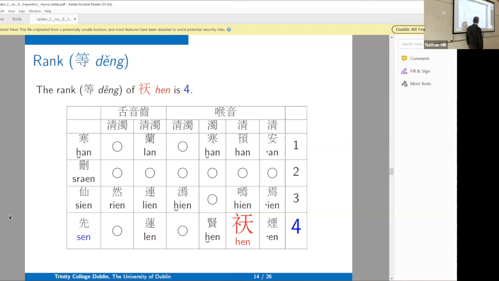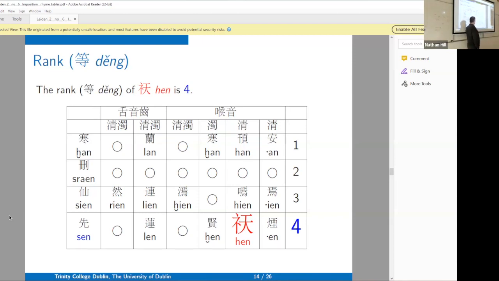Because it's the right of cn. Wait, which one are you worried about? This one or this one? This one. This one. This one. Why is this one not here? Exactly. Oh. That is a really good question.